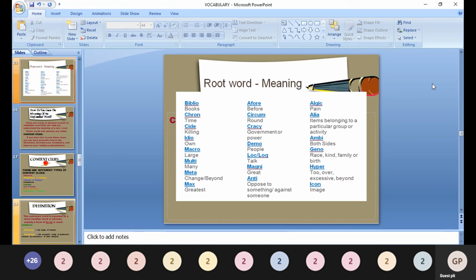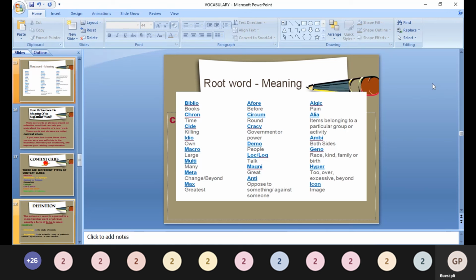Anti means oppose. Okay, anti-hero, anti-clock. Then allergic, pain. So it is an anti-allergic, something to relieve pain or something related to pain. Alia, items belonging to a particular group or activity.